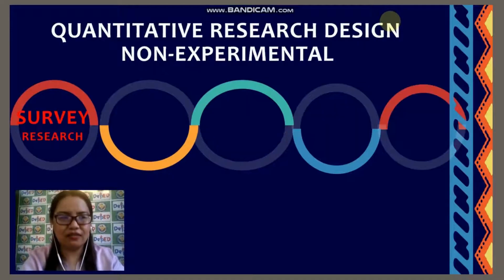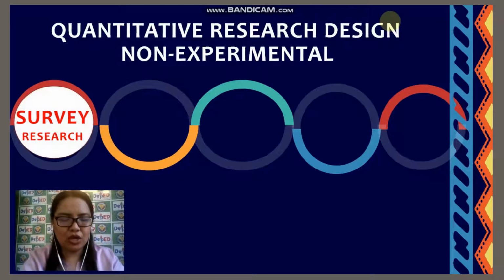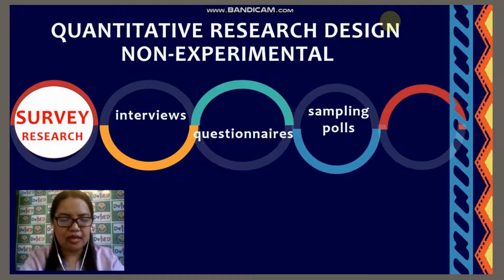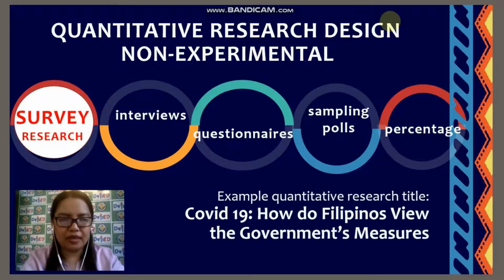Let's discuss the first type of non-experimental, which is survey research. Survey research uses interviews, questionnaires, and sampling polls. It is usually expressed in percentage and can be conducted around one group specifically or used to compare several groups. Example title is COVID-19, How Do Filipinos View the Government's Measures? So this research will assist decision makers in formulating more acceptable policies to control the spreading of the virus in the short term and also help restore confidence in the government for the long term.